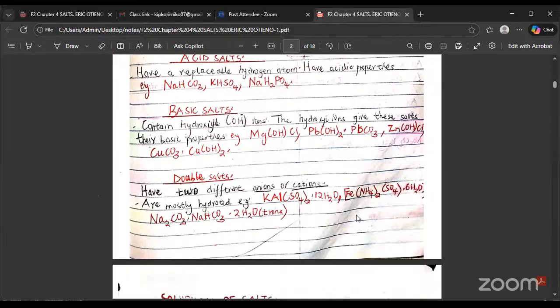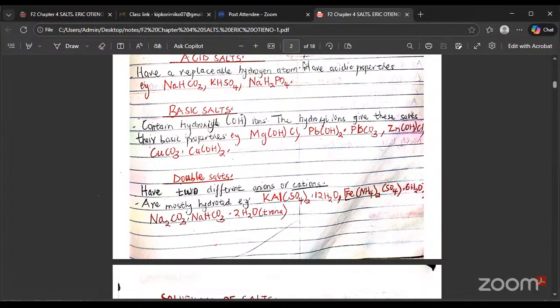Now we go to the last definition. The last definition is a salt that is normally very important. They are normally called, so before I give the other name, these are salts that have two different cations or anions.